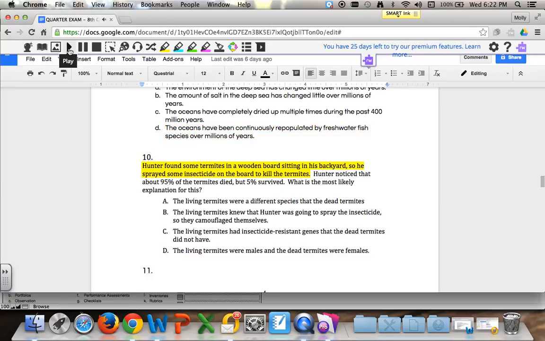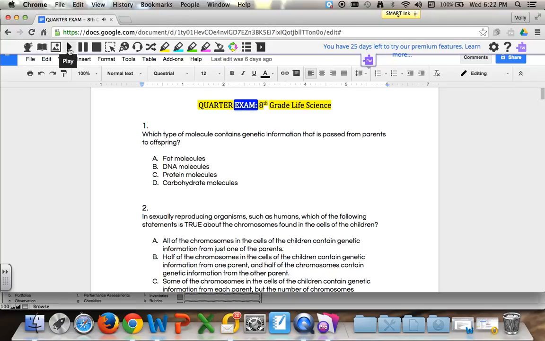10. Hunter found some termites in a wooden board sitting in his backyard, so he sprayed some insecticide on the board to kill the termites. Hunter noticed that about 95% of the termites died, but 5% survived. What is the most likely explanation for this? A.